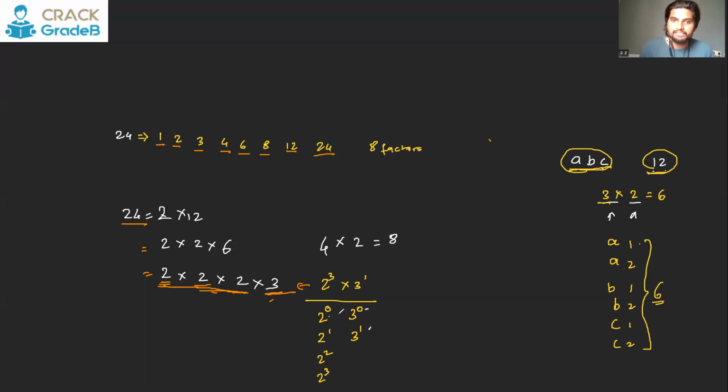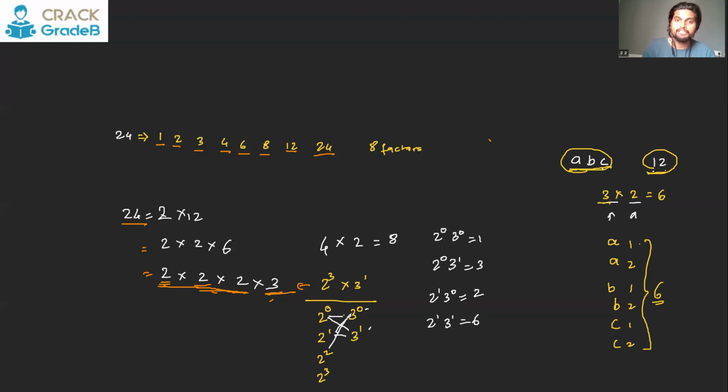For example, if I pick this and this, their product, 2 raised to power 0, 3 raised to power 0, which is 1, is going to give you one of the factors. If you pick this and this, 2 raised to power 0, 3 raised to power 1, that will give you another factor, that is 3. If you pick this and this, 2 raised to power 1, 3 raised to power 0, that will give you another factor, that is 2. If you pick these two, 2 raised to power 1, 3 raised to power 1, we'll get another factor, that is 6.